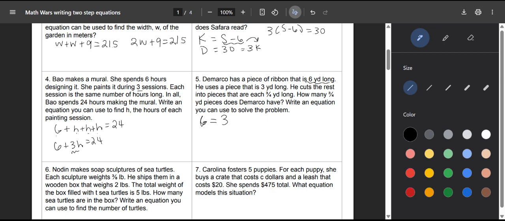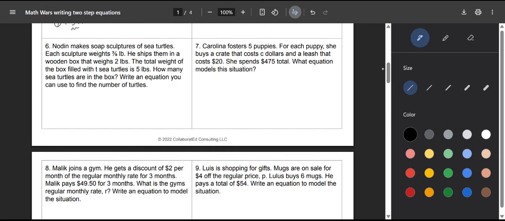So I need to figure out how many pieces he would have. I could do 3/4 plus 3/4 plus 3/4 plus 3/4, or I could multiply by the number of pieces he has. I don't know how many pieces he has. I'm going to use a variable. So 3/4 times, I'm going to call it P for pieces. So I know this is how much he uses in those 3/4 pieces. This is how much he uses at first, and 6 is our total. That is our equation to represent that scenario.